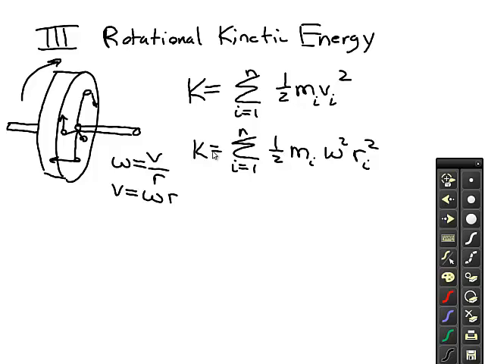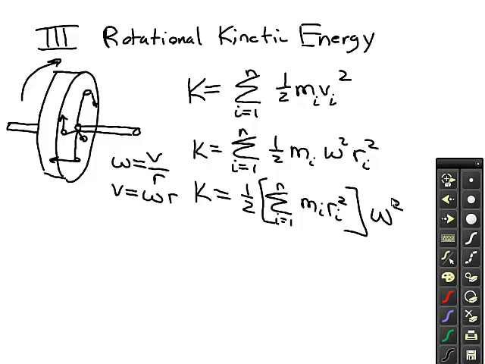So I'm going to do something here which is a little weird. I'm going to pull out the 1/2. And I'm going to pull out the omega, but I'm going to leave it behind here. I'll show you what I mean by that. So what I have here is 1/2 goofy thing in brackets times omega squared.